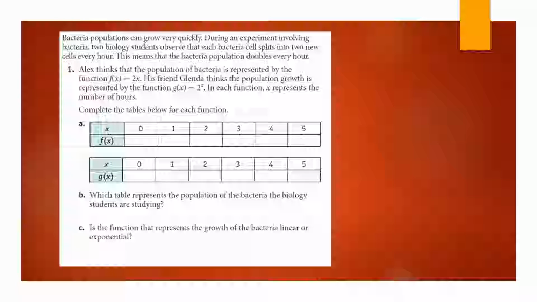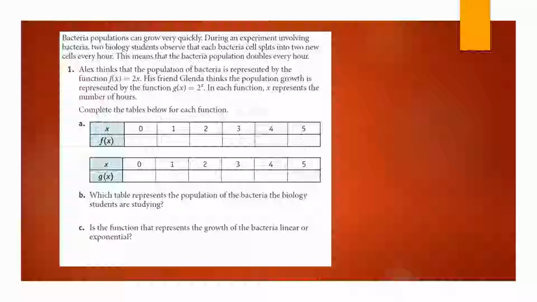Alex thinks that the population of bacteria is represented by the function f of x equals 2x. His friend Glenda thinks the population growth is represented by the function g of x equals 2 to the x power. Now, don't worry about the f of x or g of x. Those are just two different function names. So Alex's function is y equals 2x, and Glenda's function is y equals 2 to the x power. In each function, x represents the number of hours. So we're going to complete the tables below for each function.